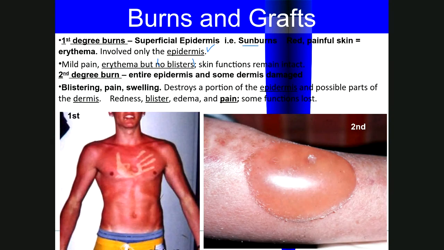The second one is called second degree burn. This type of burn is going to go through the epidermis, and a little bit of the dermis is injured. And this one does have blisters. So in this one, it goes through the epidermis and goes through the dermis. When you see a blister, you're going to call it a second degree burn. This will heal. It's just going to take a little longer.